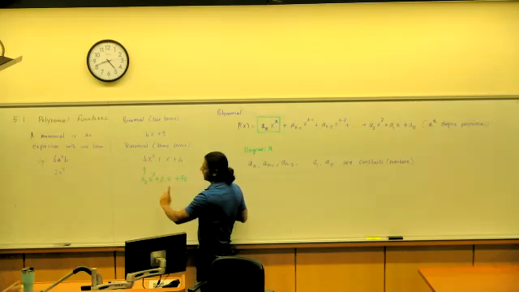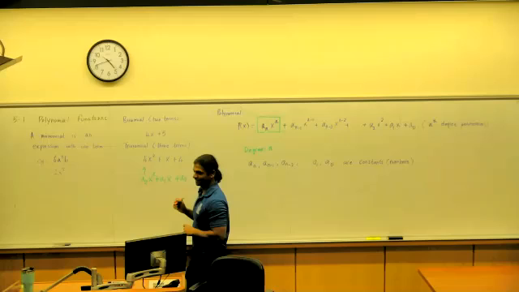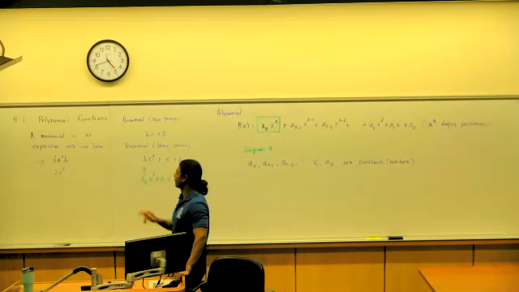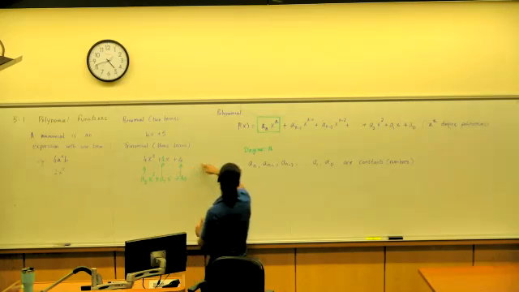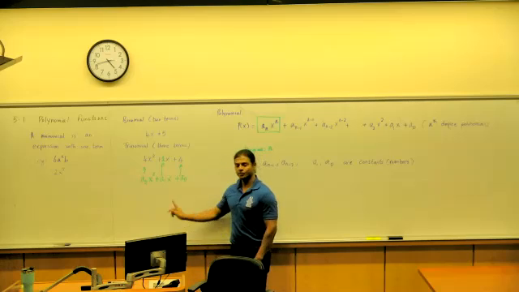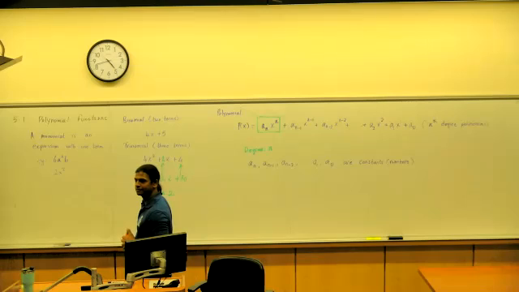What is the value of a2? Is it 4x squared? I just want to know the value of a2. 4. What is the value of a1? 1. What is the value of a0? 4. So this is actually a polynomial. And what is the degree of this polynomial? 2. Good. Are we clear? Yes. Okay.